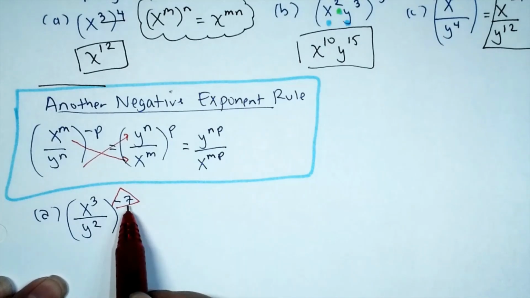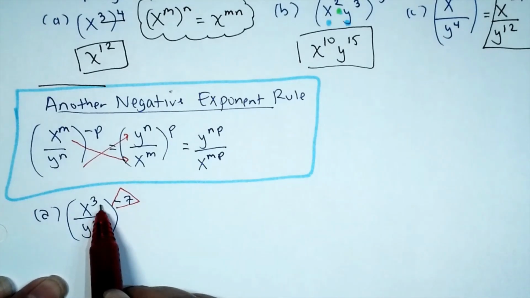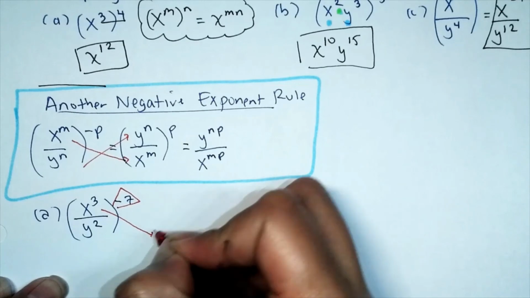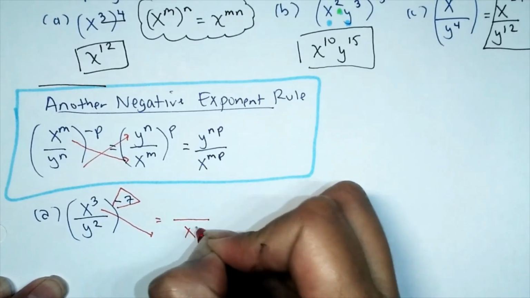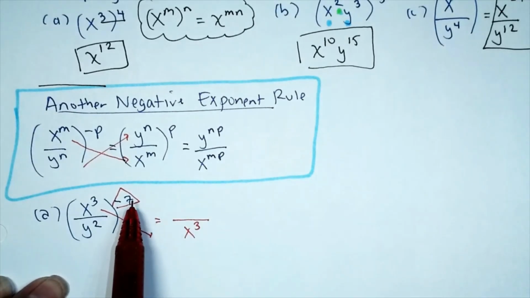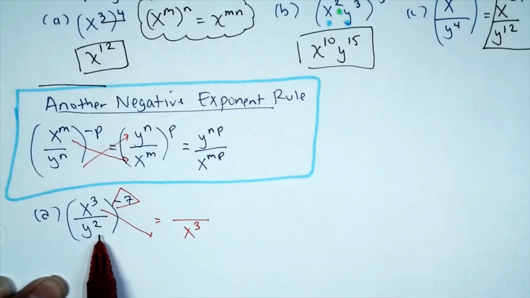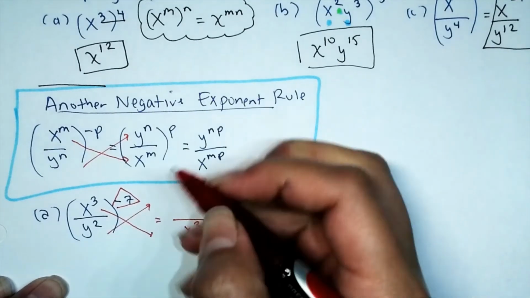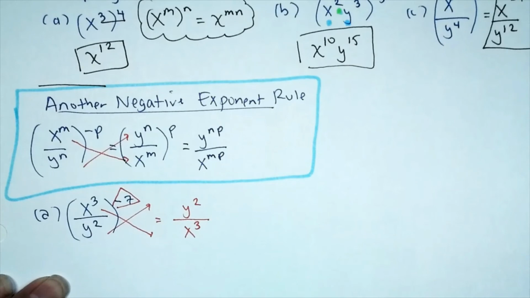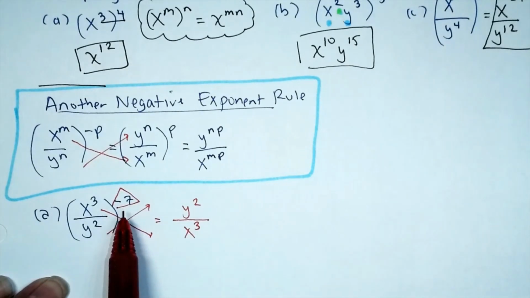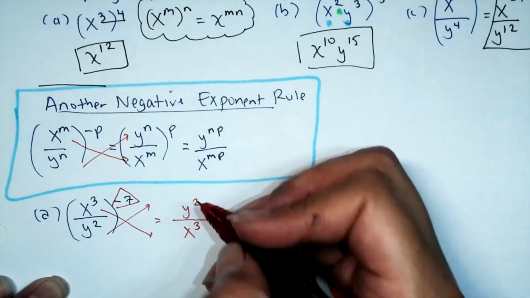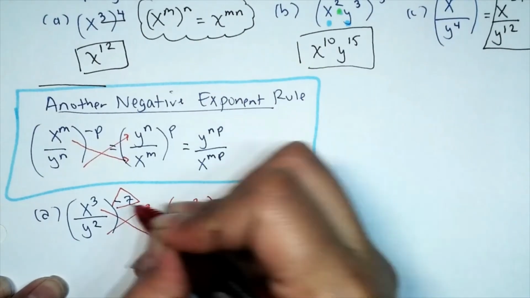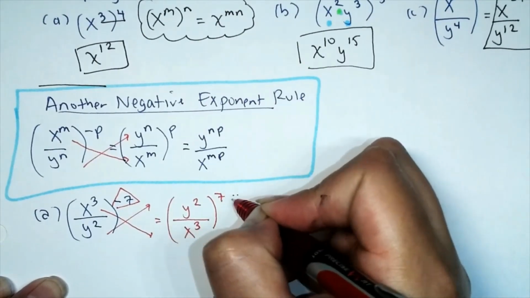When we apply the negative exponent rule to the numerator, we gotta bring it down. When we apply the negative exponent rule to the denominator, we bring it to the other side, so bring it up. Now that we apply the negative exponent rule to the top and bottom, now we can safely raise that fraction to a positive exponent.